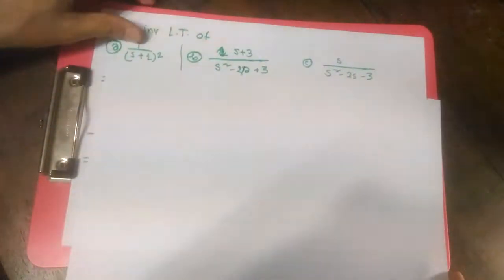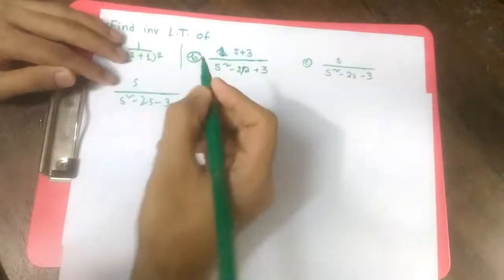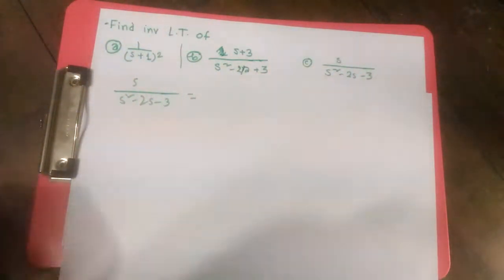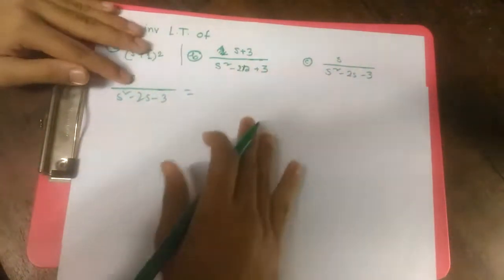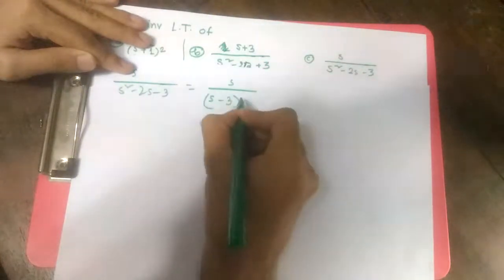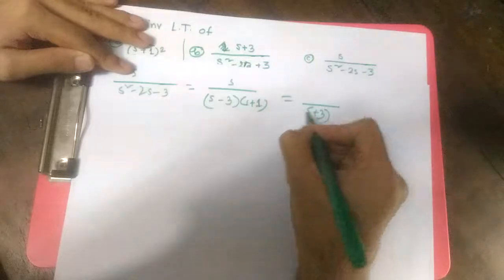So here your only way to solve is to probably factorize it, either by the middle term or by the formula minus b plus minus root over b square minus 4ac divided by twice a. Here you can solve it easily by the middle term. It's going to be (s minus 3)(s plus 1). Alright, and we know how to partial fraction it.